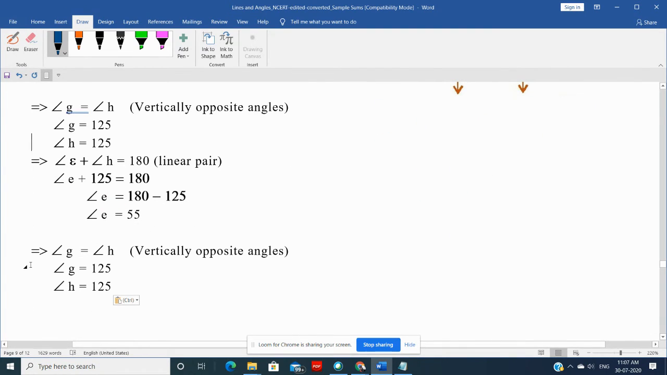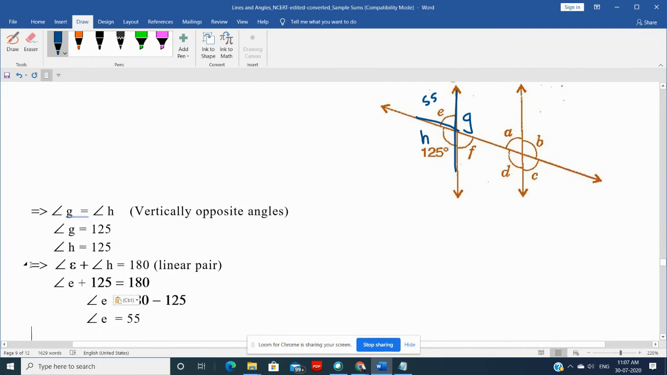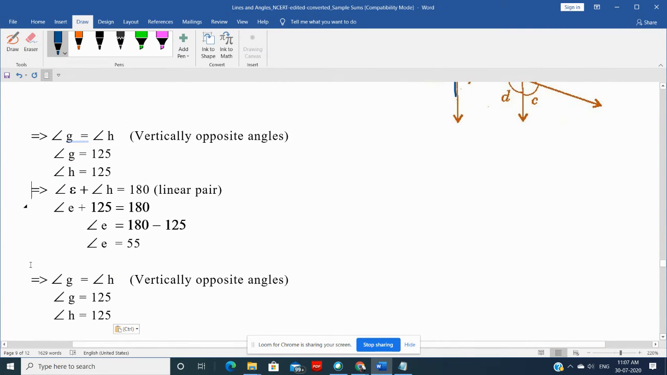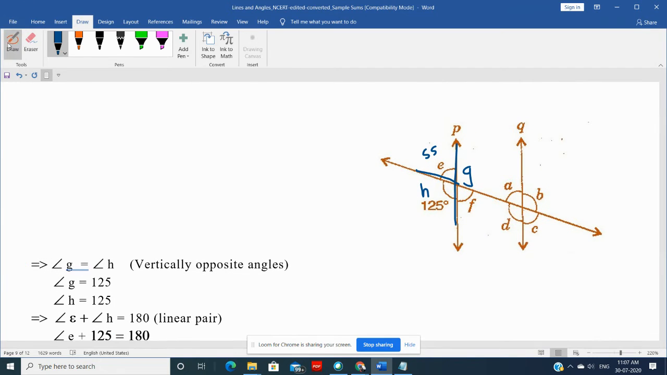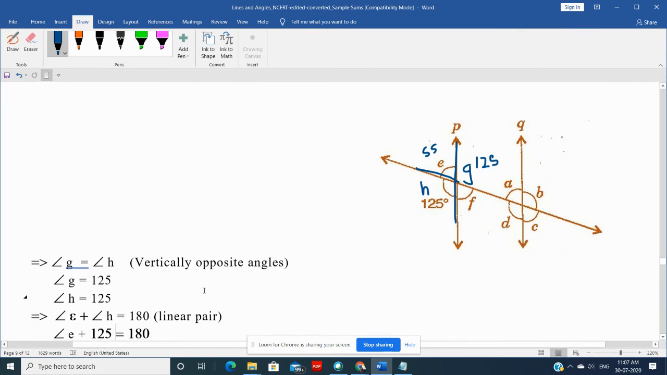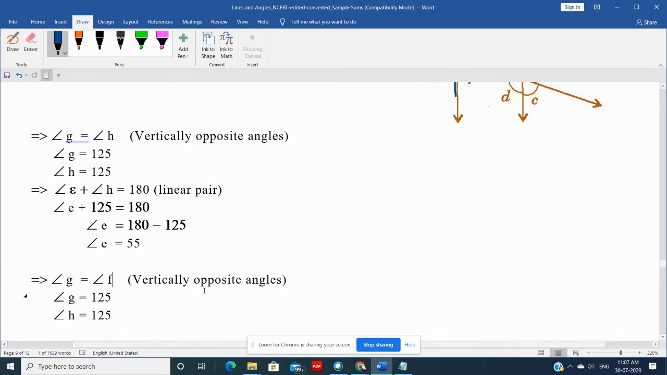So which are our opposite angles? Vertically opposite angles, E and F. All right. So angle E, this becomes your 125 because of one vertically opposite angle. This becomes your 55 because of linear pair. So naturally, E and F, this is F and this is E. Again same. So if E we got 55, then naturally F is also 55.